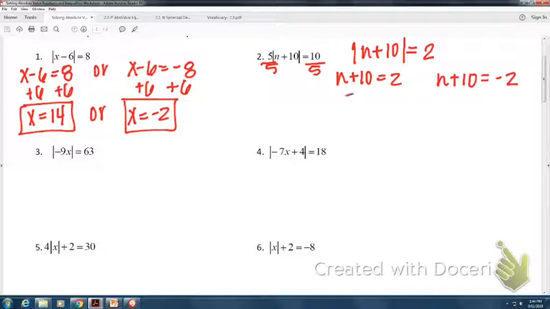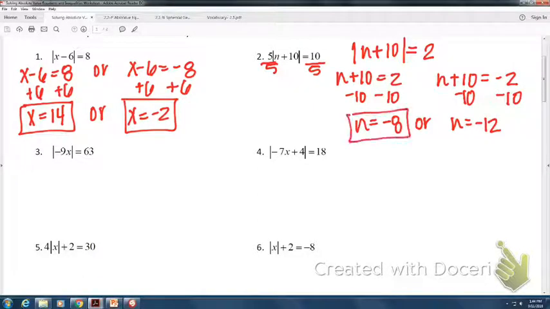When we subtract 10 from both sides for both of our equations, n could equal what? Negative 8 or? Negative 12. Yes? Couldn't you do like 5n plus 50 equals 10 and also get negative 8? So you don't distribute ever, because it's not always going to work like that. You distribute with parentheses, not absolute value.